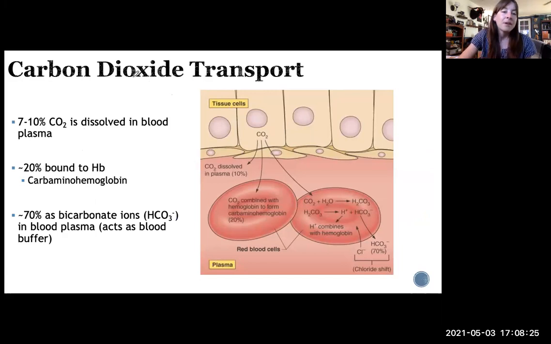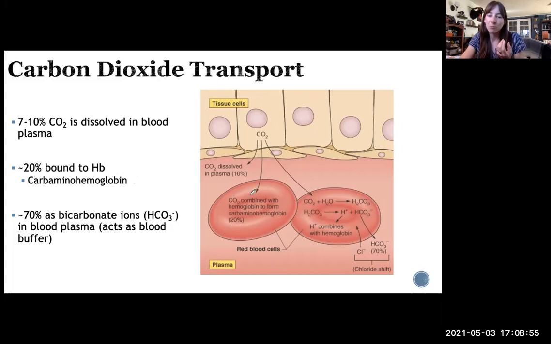Always have those. Carbon dioxide transport: you have a little bit more carbon dioxide that actually dissolves into the blood plasma because carbon dioxide has a slightly higher solubility than oxygen. So you have about 7 to 10% of carbon dioxide that is transported in the blood plasma, dissolved in there. About 20% of your carbon dioxide gets transported also by hemoglobin, which is interesting to me. I feel like most people don't know that.